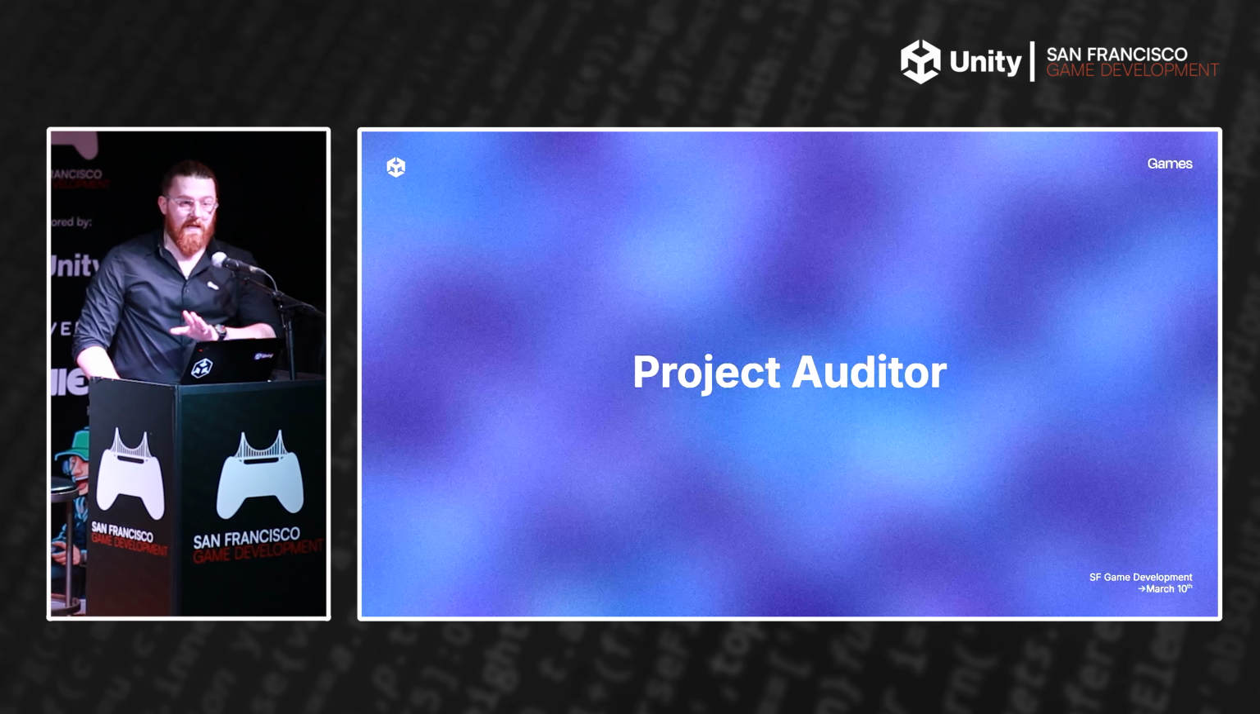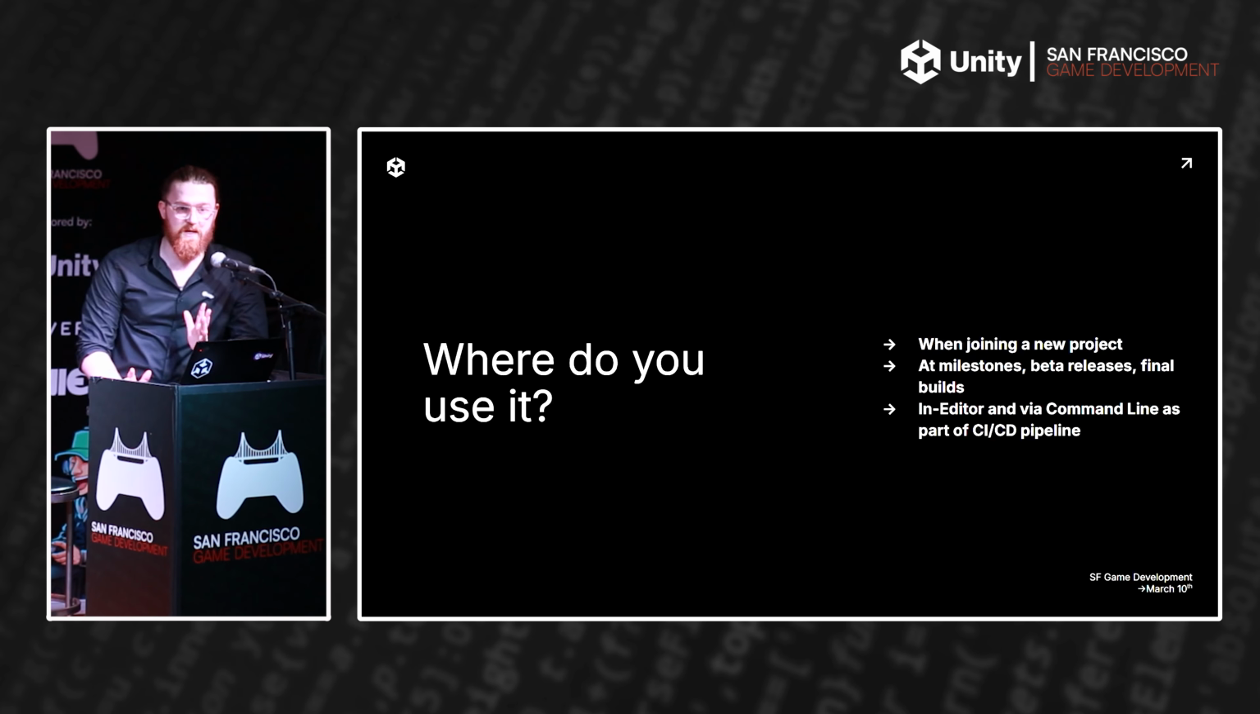So a little bit of housekeeping. Project auditor, what is it? Where do you use it? Well, it's a snapshot of your project through code using Roslyn analyzers, and also using the textures and assets and build properties in your engine. So you're able to fire this off as well in your CI/CD pipeline.